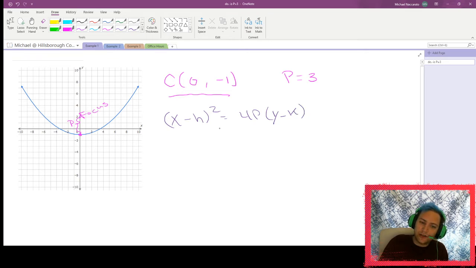If you forget if it's h or k, just remember that this always goes with the x value. This always goes with the y value. That's all you've got to really remember. And we'll plug this stuff in.